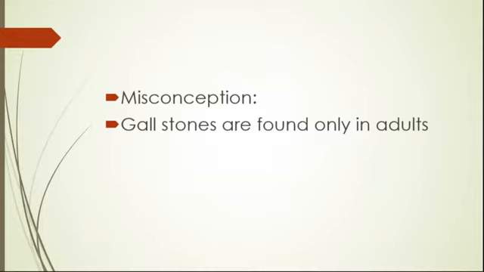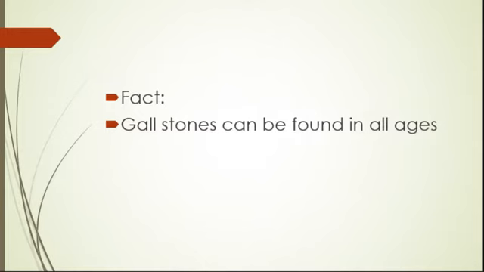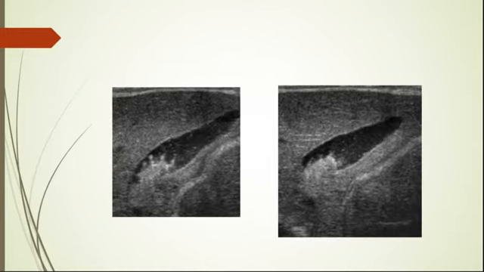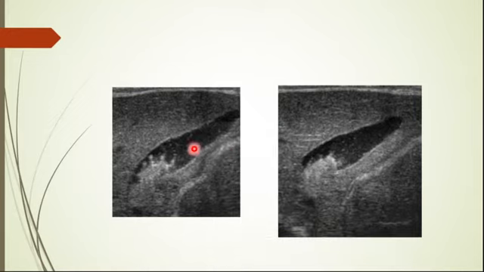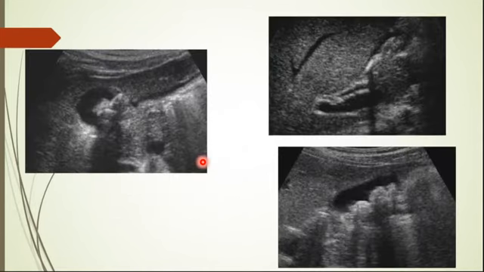For the first thing, the first misconception. Some of us might think that gallstones are found only in adults. This is totally wrong. Gallstones can be found in all age groups. For example, you can see here thick sludge with many tiny stones seen in a neonate. This was a neonate, okay? And you can see here, this is a 12-year-old boy with hereditary spherocytosis having multiple gallbladder stones. So they can be found at any age, not only in adults.